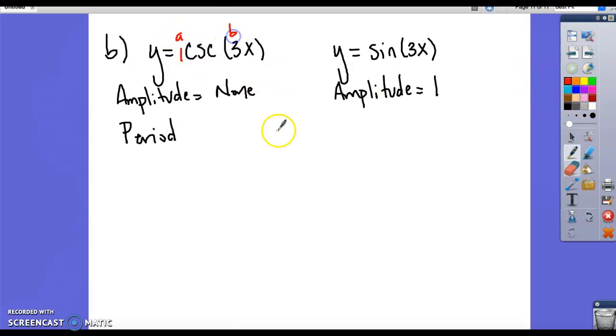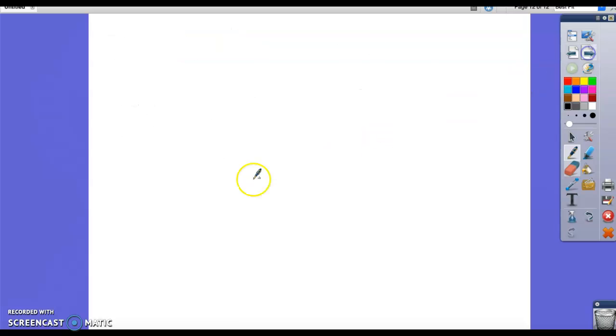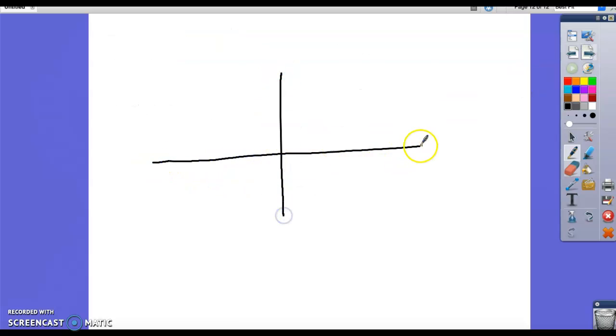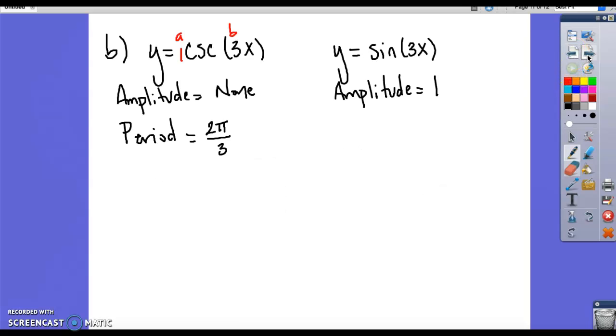Okay, period is going to be the same. It's 2 pi over b, and b is 3. Okay, so my period is 2 pi over 3. I do not have a phase shift, which makes that really nice. Okay, I don't have a vertical translation either. So when I graph this function, I'm going to go from negative 2 pi over 3 to positive 2 pi over 3.